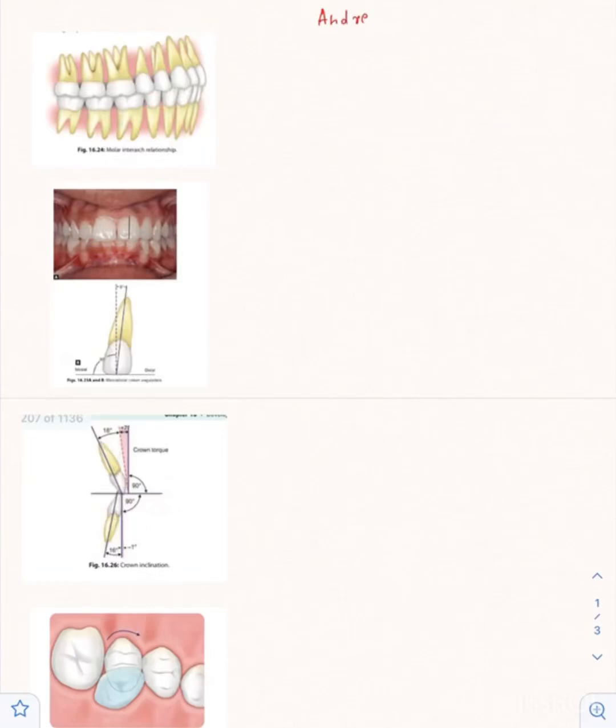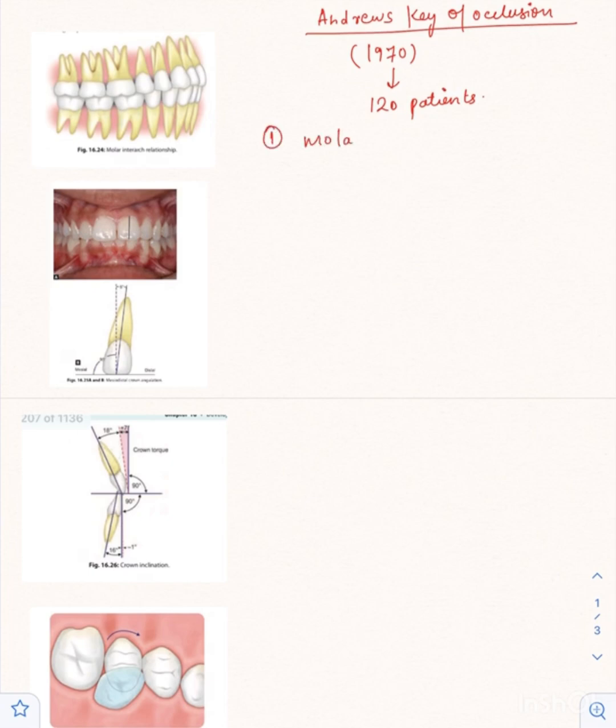Hello friend, this is the last part of developing occlusion in permanent teeth. So today we will be discussing the Andrews keys of occlusion. Andrews, in 1970, explained the six keys of occlusion, and he examined 120 patients and gave the six keys.